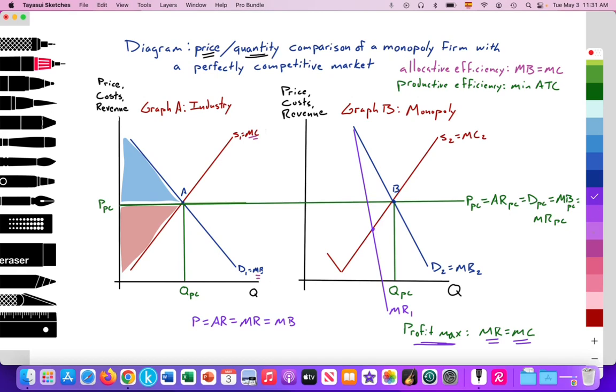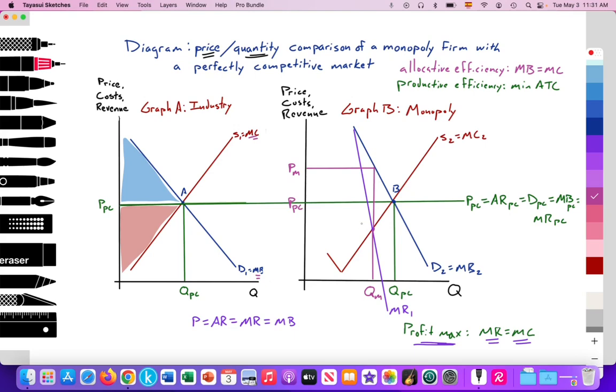So that will determine the level of output. So we're going to illustrate that with another color. Let's use, I guess, this color. So output is set here, and then it goes straight up to the demand curve. This will become the price that the monopolist will charge. So I'll label it PM, price from monopolist, and then this will be the quantity being produced by the monopolist at QM. Okay, and again, we want to remember that this is the price for the perfectly competitive firm.